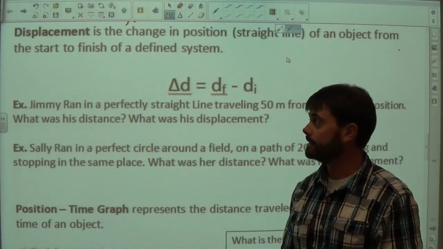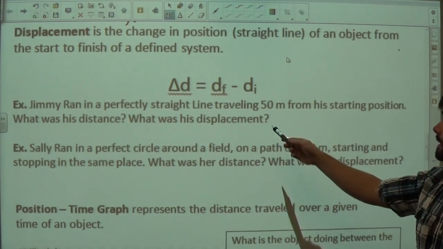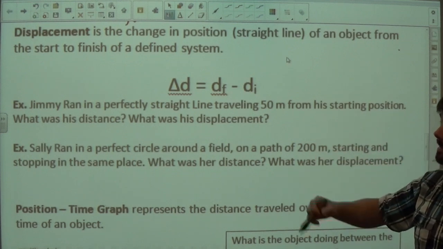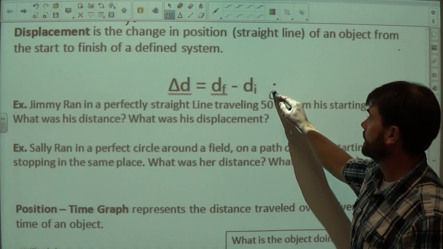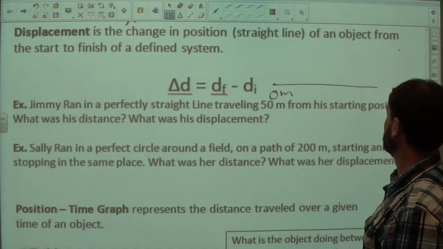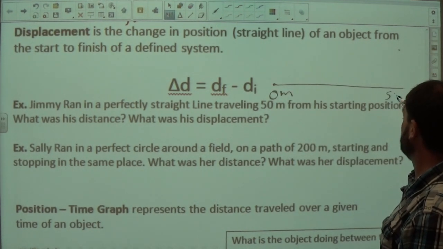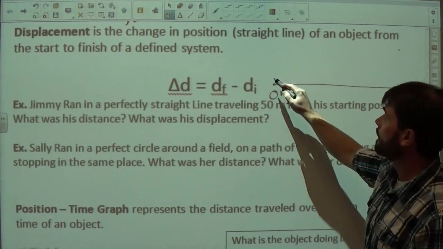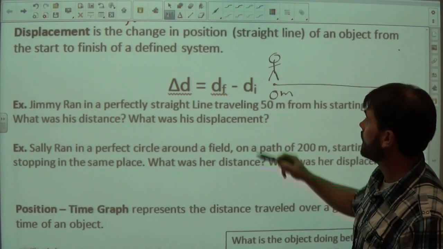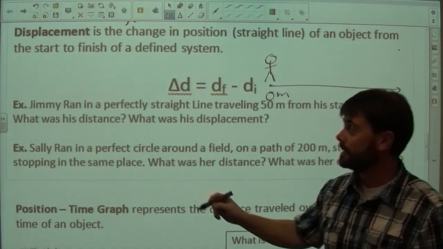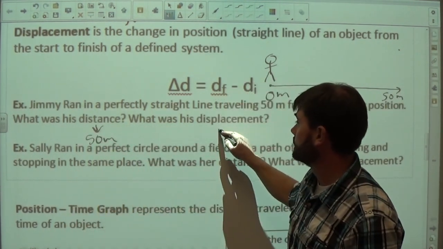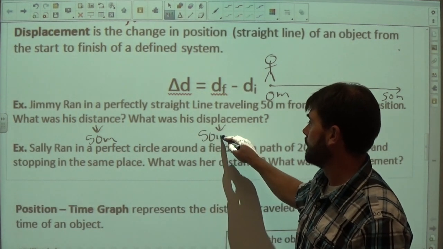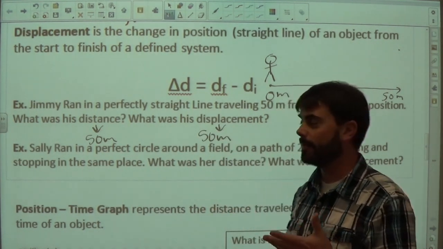Example problem number 1, Jimmy ran in a perfectly straight line, traveling 50 meters from his starting position. What is his distance? What is his displacement? Well, if we start here at 0 meters and he walks in a perfectly straight line 50 meters from wherever he started, if that's his situation, his distance is equal to 50, his displacement is equal to 50, because he did not take a curved path.